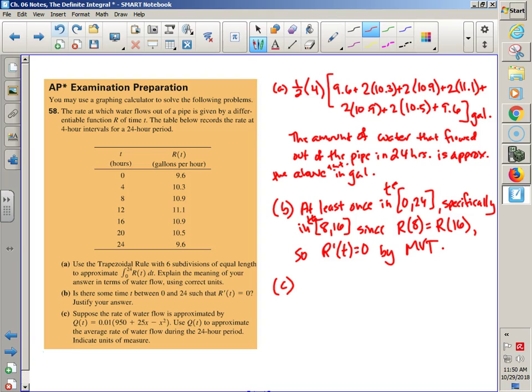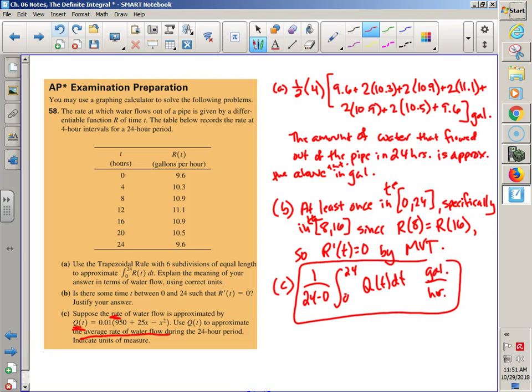Pause. Why is this dangerous? What have I trained you to think every time you see average rate? F of b minus f of a all over b minus a. But if they say find the average rate and they give you rate, then what are you doing? Average value. So one over 24 minus 0 times the integral from 0 to 24 of q of t dt. What did they say you were allowed to use in the problem? So what are you going to do? Plug it in. But what are your units of measure? Gallons. And then what's the rate?